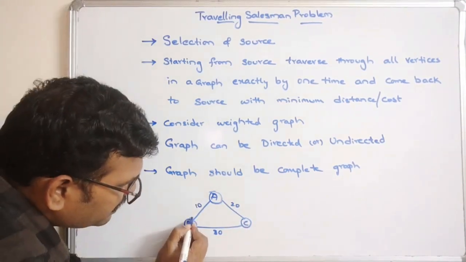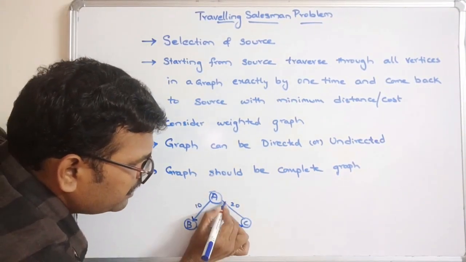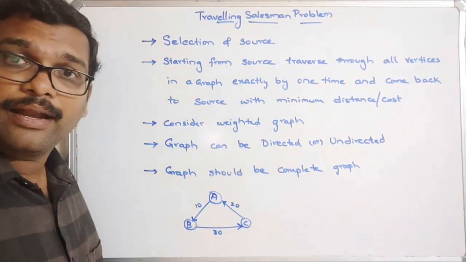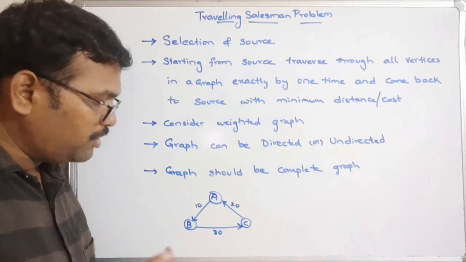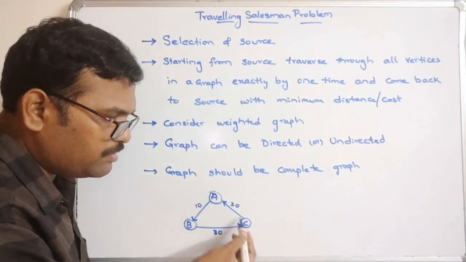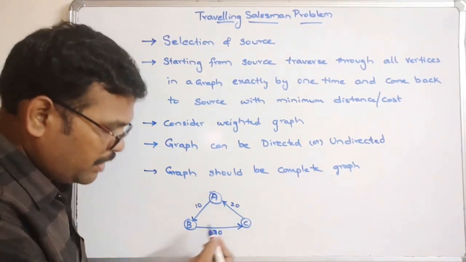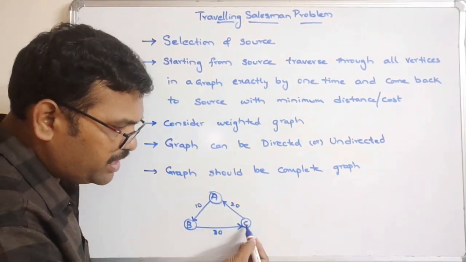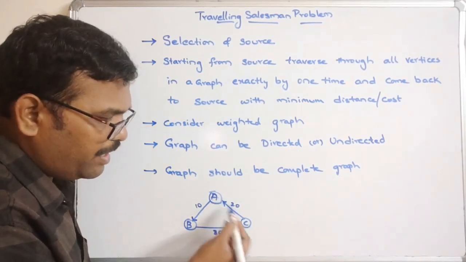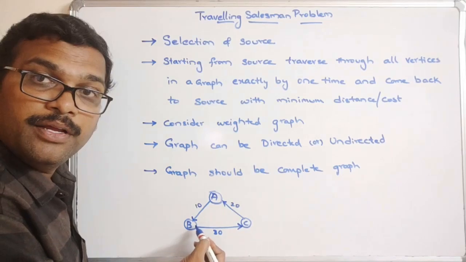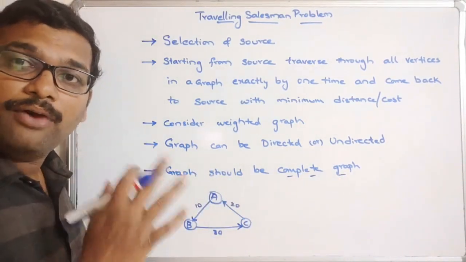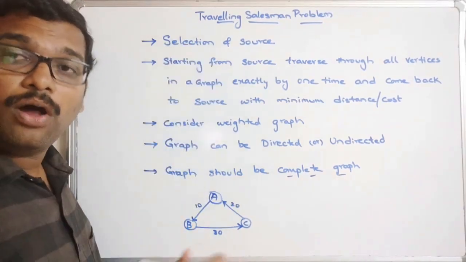So if it is like this, A to B, B to C, C to A, this is also a directed graph, but not a complete graph, because A has an edge from A to B. There is no edge for A to C. And B has an edge for B to C. There is no edge for A. C has an edge for A. There is no edge for B. So the complete graph means every vertex should have edges towards all other vertices.